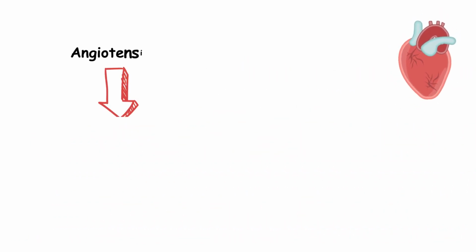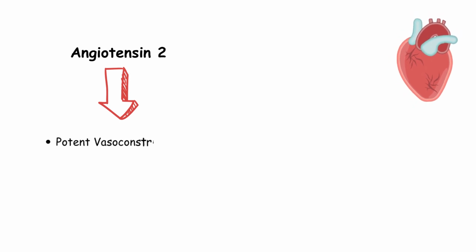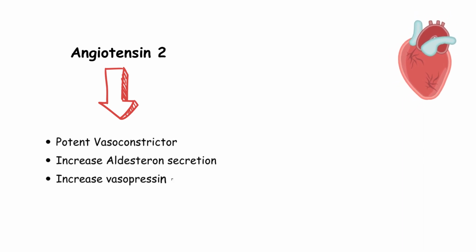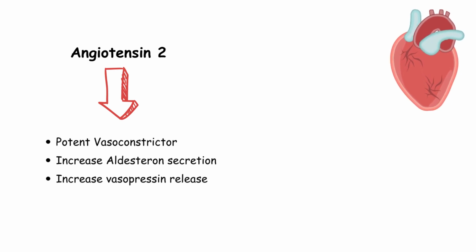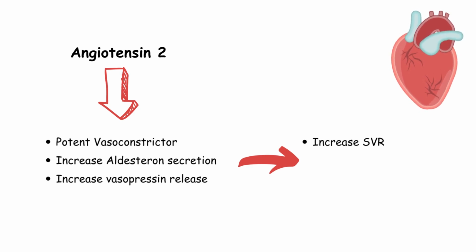This angiotensin 2 is the biologically active form. Angiotensin 2 is a potent vasoconstrictor, and it also increases aldosterone secretion from the zona glomerulosa and increases release of vasopressin from the hypothalamus. The vasoconstriction increases systemic vascular resistance and increases blood pressure.